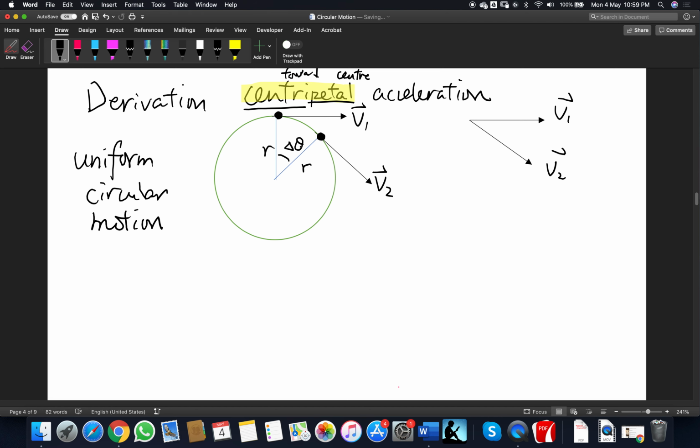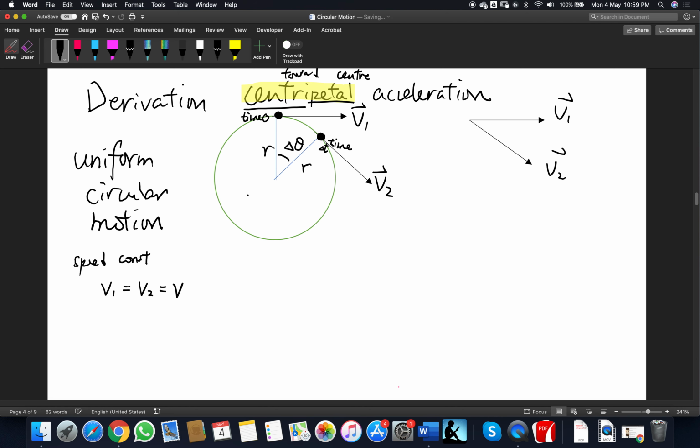So first of all, let me draw a circle here, and let's say this is time 0, and then this is after the time delta t. In a uniform circular motion, the speed is constant. So that means the magnitudes of v1 and v2 are equal. The only difference is the direction of the velocity, v1 and v2, and we call the speed v.